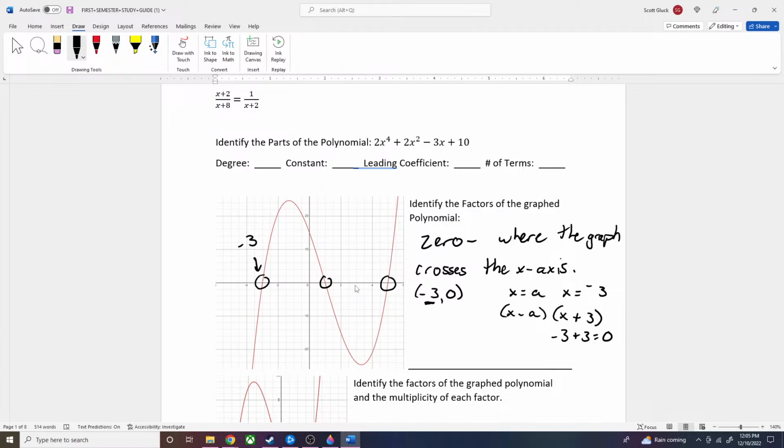So what about these other two factors here? Well, here we have a +1. So if x equals 1 is a 0, then x minus 1 is its corresponding factor.